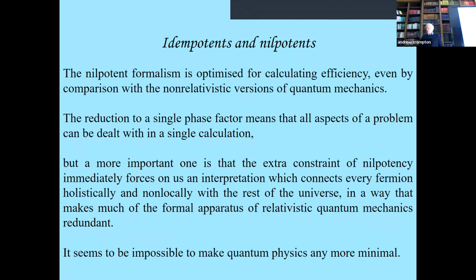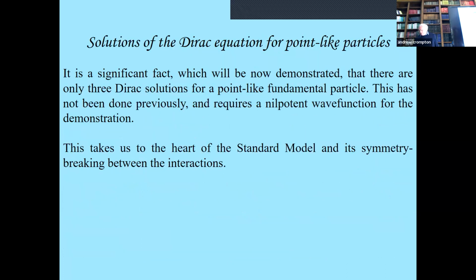But there's an extra constraint, which means that every fermion holistically and non-locally connects with the rest of the universe. And we get rid of a lot of the apparatus of quantum mechanics and quantum field theory. It's total garbage. Now, this is very significant to my argument. My argument is that everything's coming from those two terms that Dirac added for convenience. And so far it has.